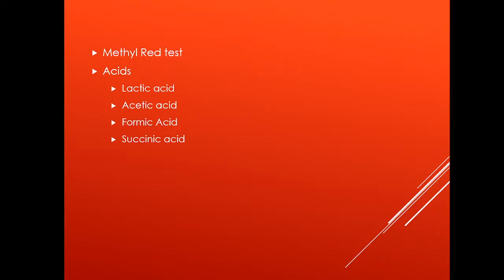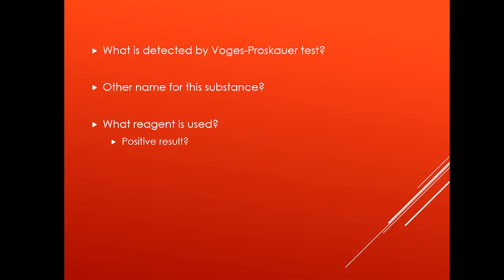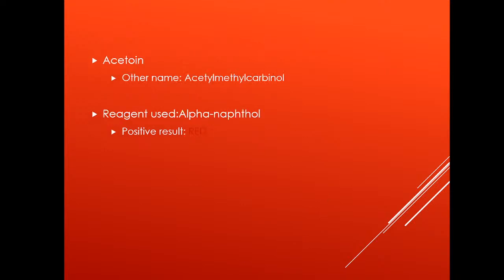Okay, next. What is detected by Voges-Proskauer? It's the acetoin-producing organisms. All right. What is the other name for acetoin? It is acetyl methylcarbinol. All right. And the reagent that we use is the alpha naphthol. Okay. Positive result is of course a red color again.